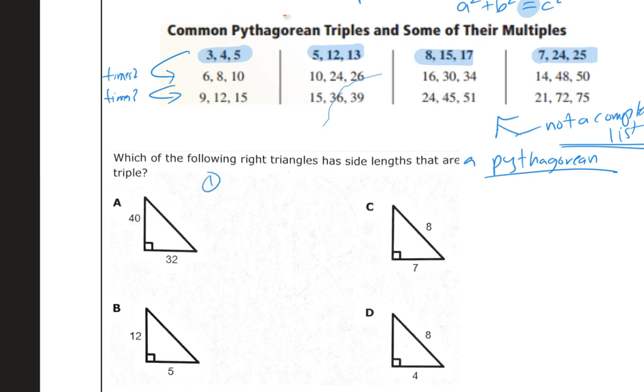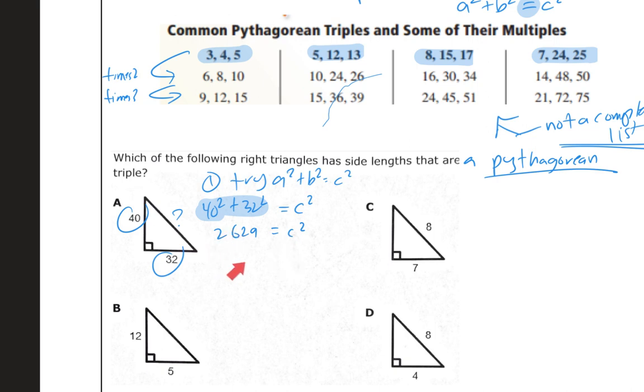The first step is we're going to try a squared plus b squared equals c squared. So if this is a triple, then c should be a whole number. Okay, so let's try that. That's what we're trying to find, right? That's going to be the c squared. So let's set it up. We would say 40 squared plus 32 squared. If we put that into our calculator, our Desmos, that would give us 2629 equals c squared. So we're going to see when we calculate c if this is a whole number.